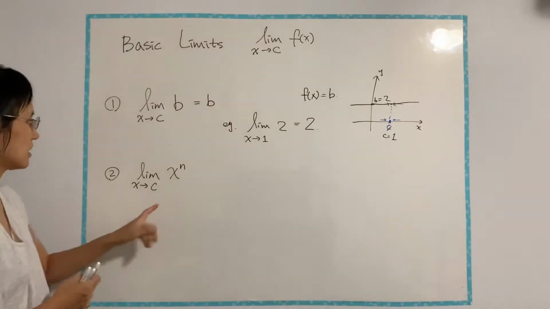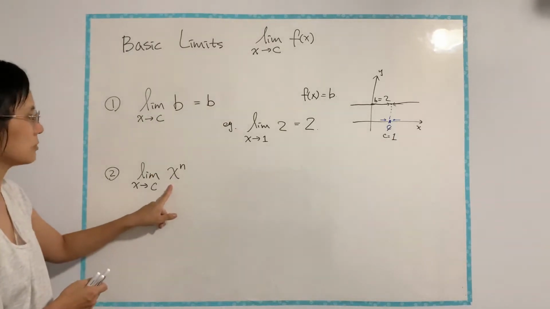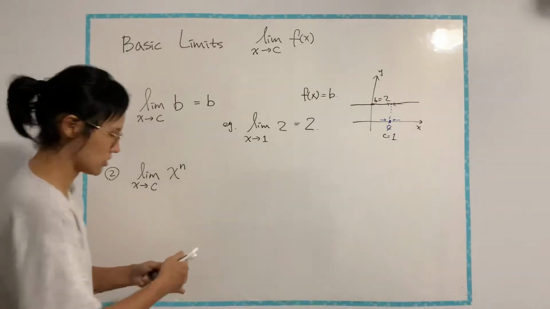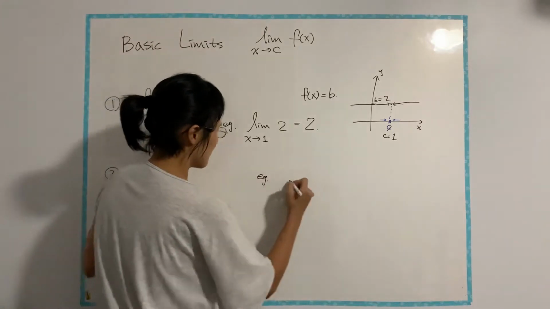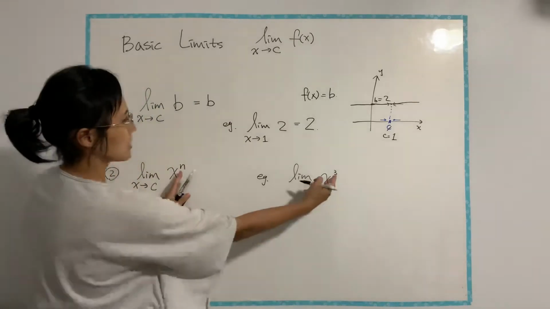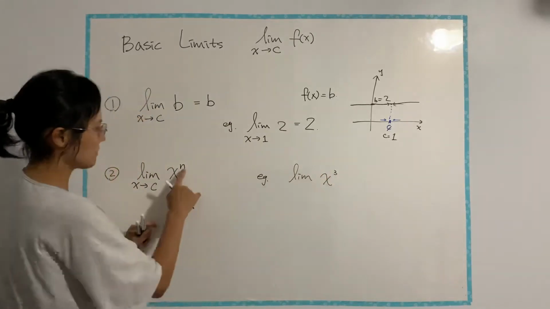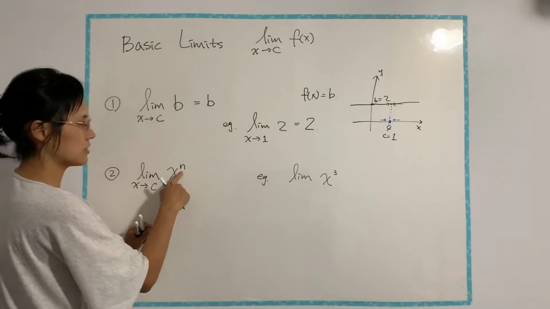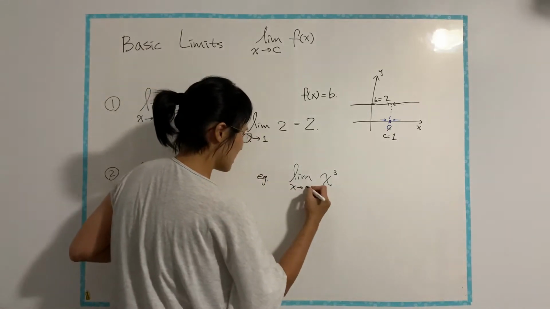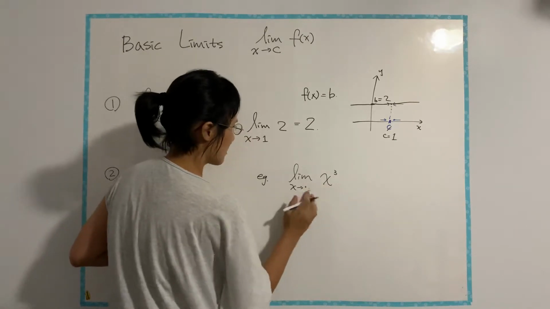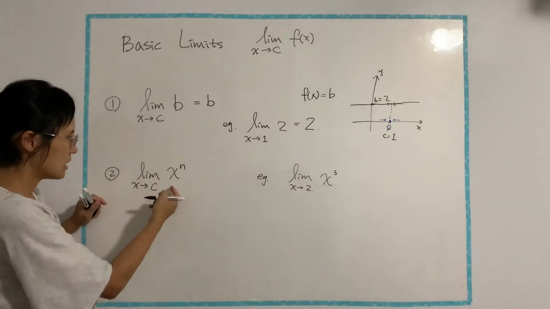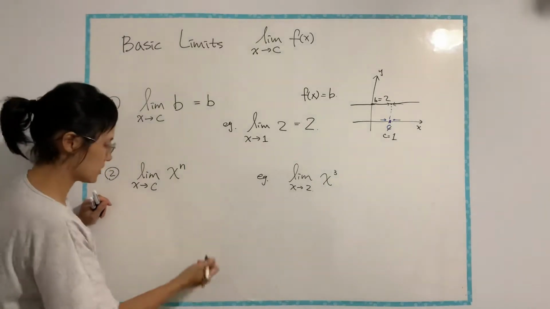Second example, we have a monomial. Basically, you can think of this as a polynomial, x to the power n. Let me give an example. Suppose I have the limit of x to the power 3. So this is the case n equals 3. Here I'm saying that for any general n, let me pick a number. Let's say 3. Too many threes. Let's do 2. A polynomial is a continuous function.